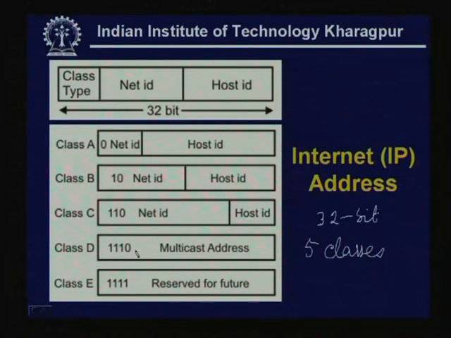And 1110 and remaining bits, here you have got the multicast address, that means the remaining 28 bits provide you the multicast address. And class E is 1111, this is reserved for future use, not presently in use.